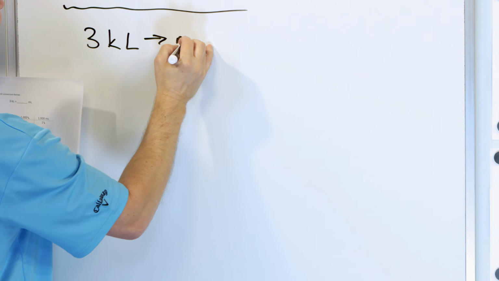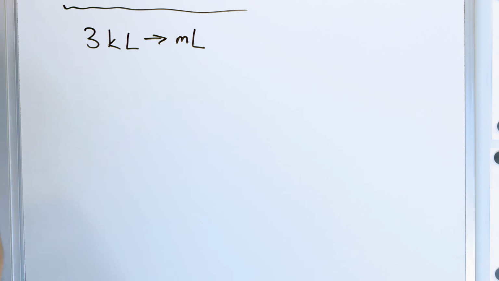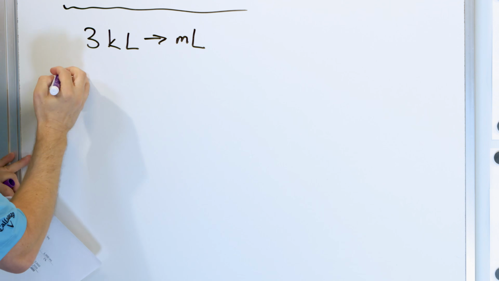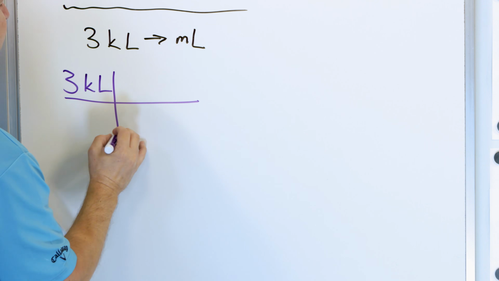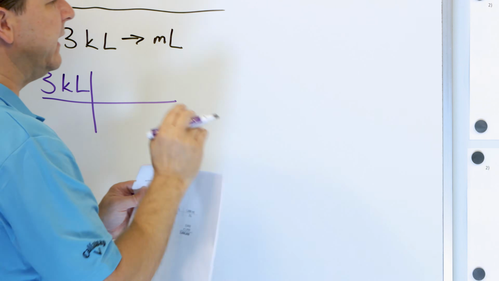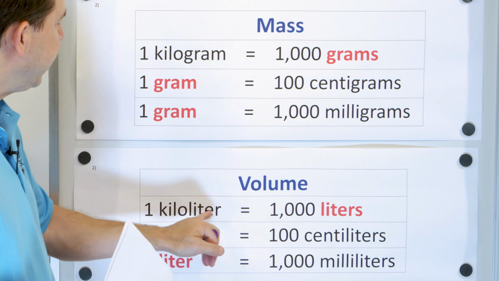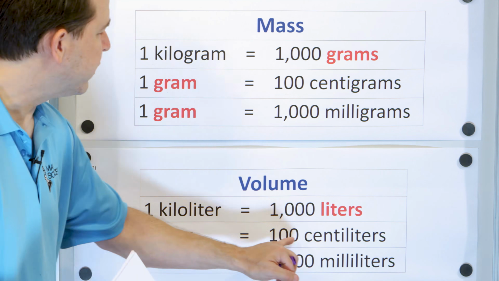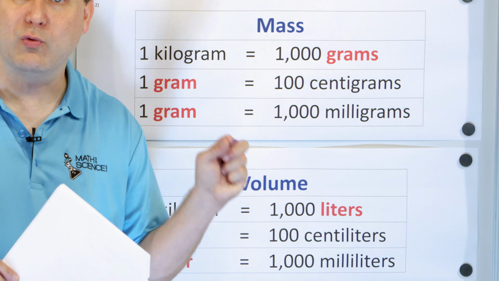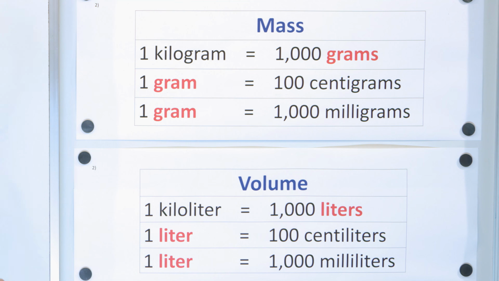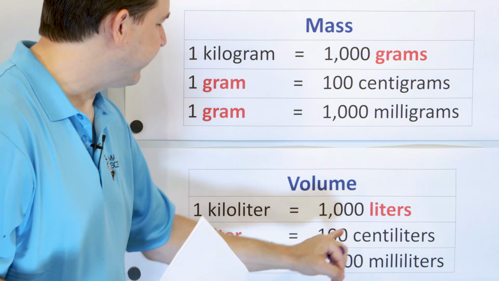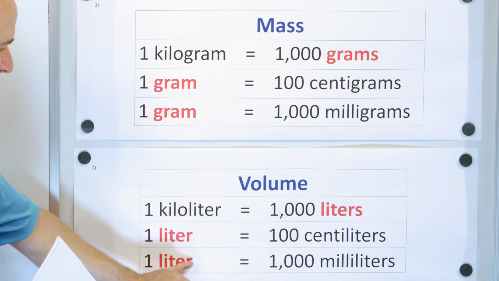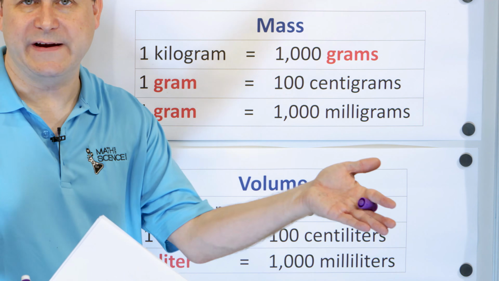Let's go to milliliters. So what we want to do is write down what we have been given, 3 kiloliters. Now we want to try to find a conversion that goes from kiloliters to milliliters. That's kiloliters, liters. There's no conversion that goes from kiloliters directly to milliliters. So we can't do that. Is there another path to the answer? We can go from kiloliters to liters, and then from liters to milliliters. So we do it in 2 steps.